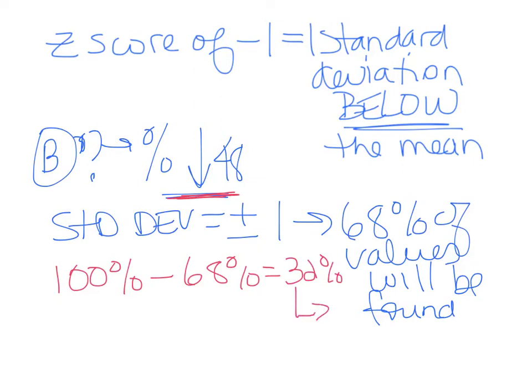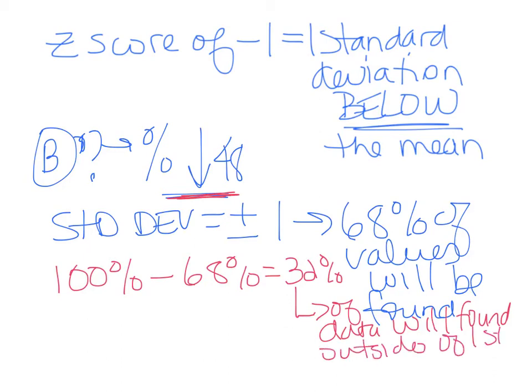So the 32% is telling us that 32% of data will be found outside of one standard deviation. But the question didn't ask us to specify how much outside of that first standard deviation. It says, how many below? So we have to take that 32% and divide it by 2, because that 32% represents both positive and negative.